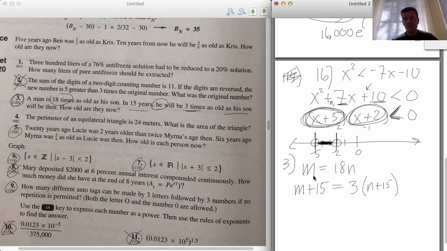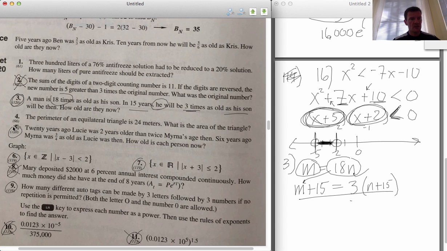It's just that easy. You could simply take 18n, and wherever there's an m in the other equation, you can put in the 18n, solve that equation for n. Once you know n, you can put it back in here and find your m. Okay? So you can probably do number 5 if you want to practice.